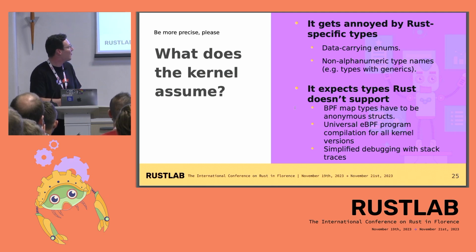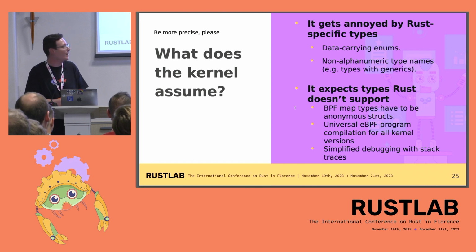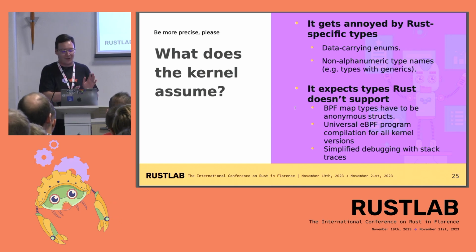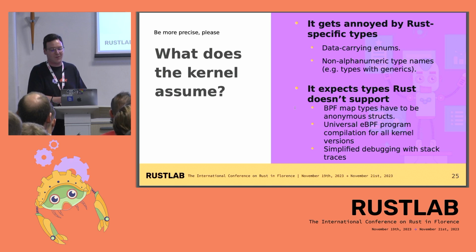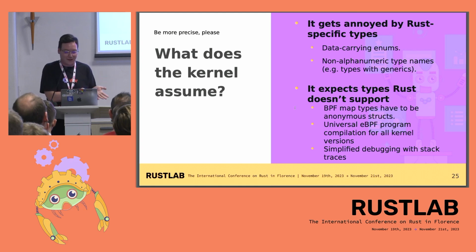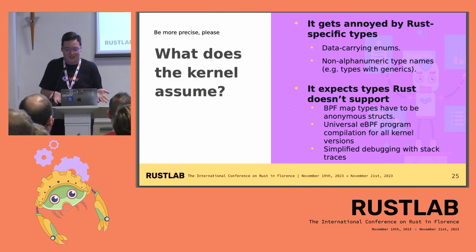It turns out that for the BTF interpreter in the kernel, Rust types were confusing. For example, in Rust we have data-carrying enums, so we can write an enum which has an embedded struct or tuple and carries other types inside. LLVM debug info supports it, but when LLVM debug info is lowered to BTF and then loaded into the kernel, the kernel was confused, like, what is this? I'm not supporting this.